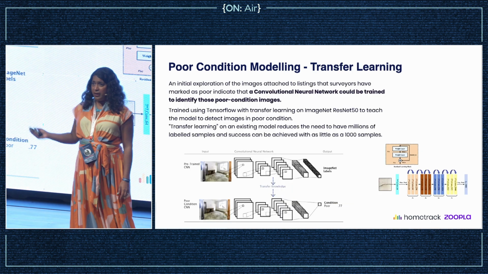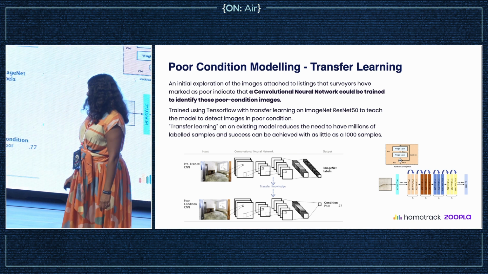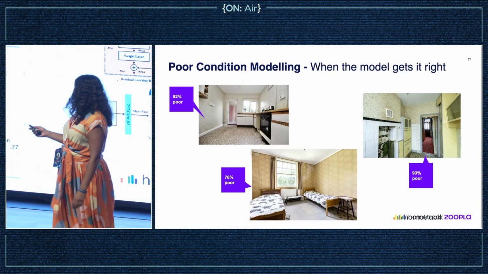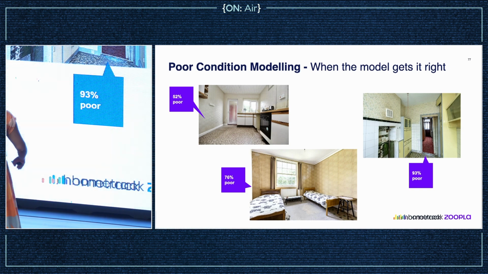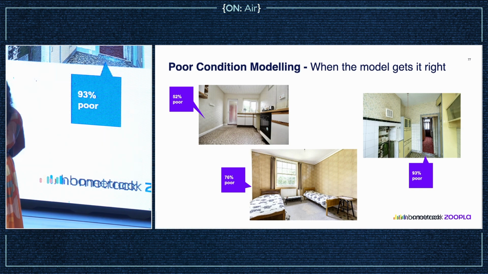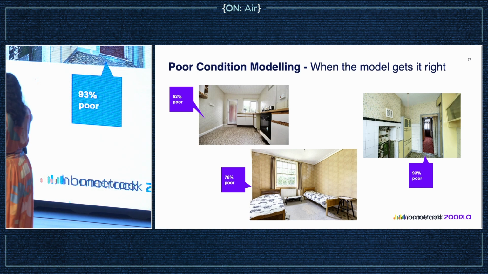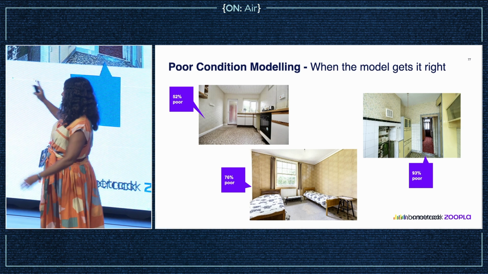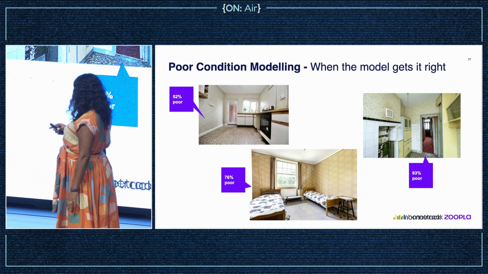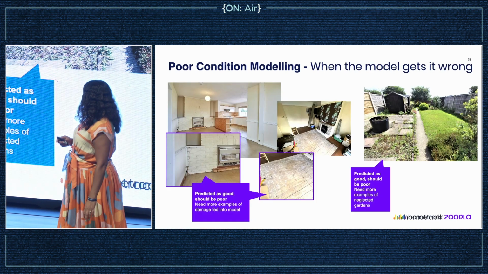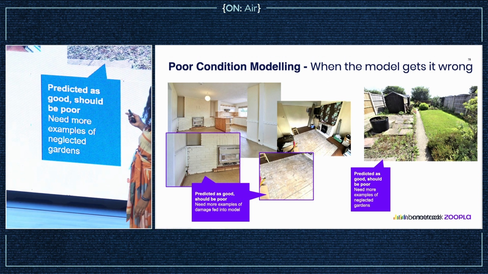Anyway, we did a really quick POC with just a few thousand images, and it already worked really well. And here's when it works well. On the left-hand side it's saying a 52% probability of poor, and on the right-hand side a 93% probability of poor. So it's recognizing that the more damage there is, the more the property is in poor condition.